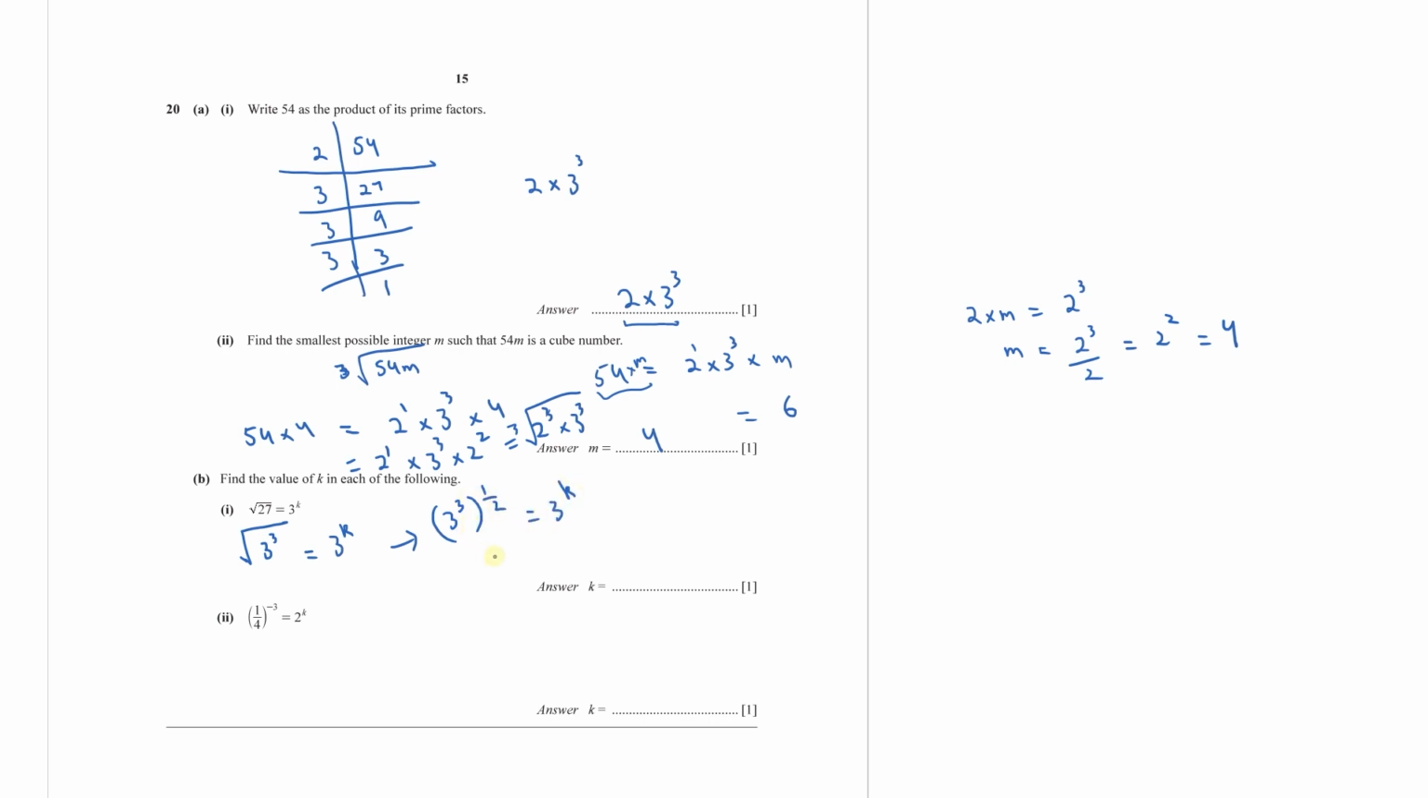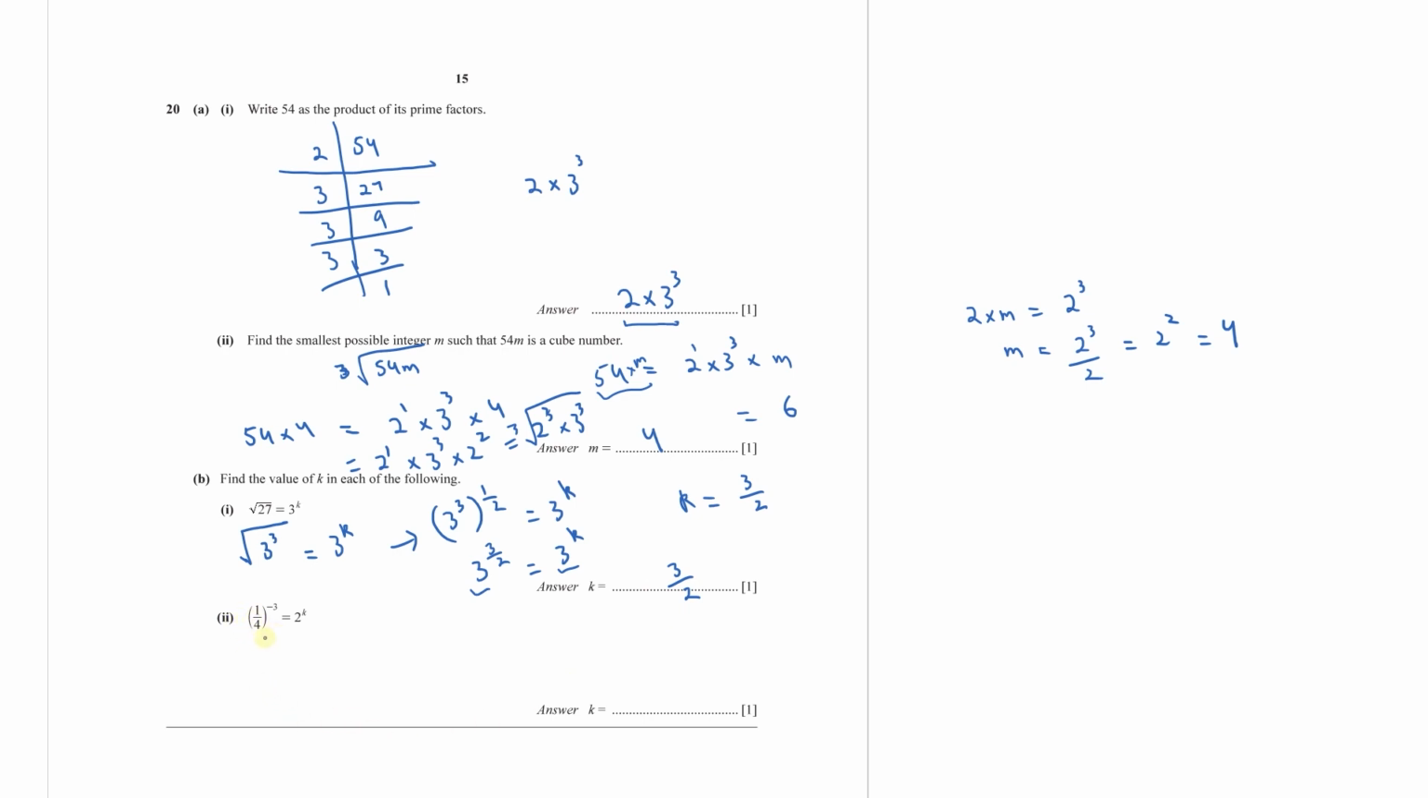And if I bring the power in, they will be multiplied. So 3 power 3 over 2 would be equal to 3 power k. Now I have the bases same. Both are 3 here. I can equate the powers directly. So k should be equal to 3 by 2 here. So k equals 3 over 2.